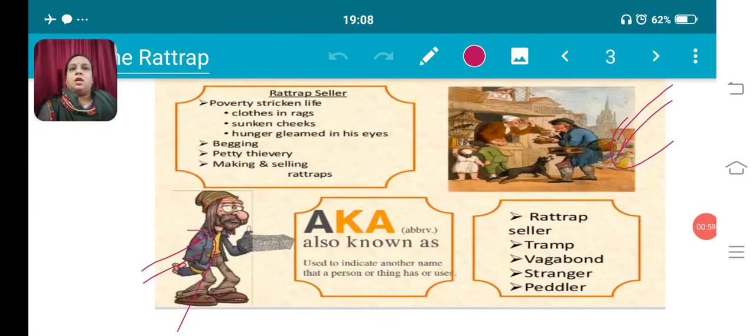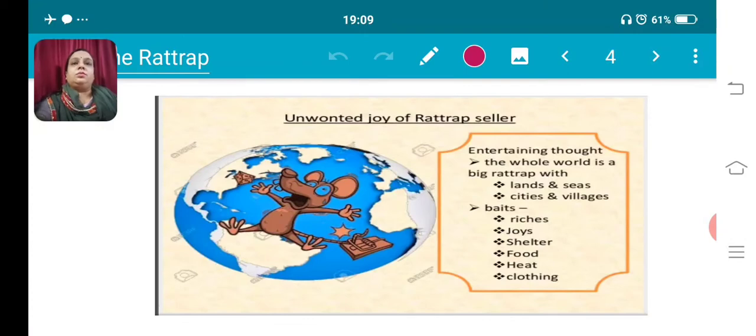The rat trap seller in the story is the central character who leads a very poor life as his earnings are very low. He went around selling small rat traps. His clothes were in rags. His cheeks were hollow. He had the look of a starved man. He made wire traps. Sometimes he did petty thieveries also to survive. He had no home, no shelter.